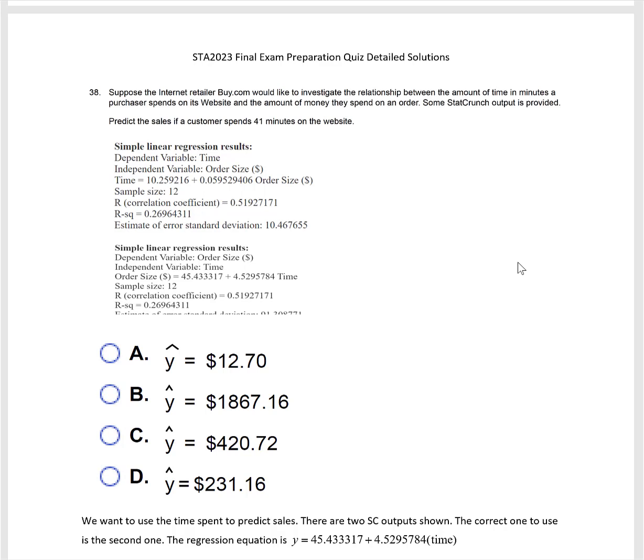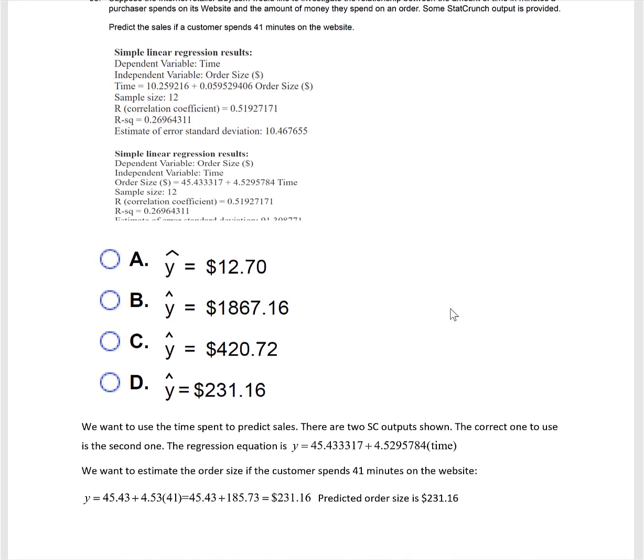So what you need to figure out is which is the right output to use. We're trying to predict the order size based on the time spent online, and that's going to be the second set of output right here. So you're going to use that equation here, I've written it down here, and we're going to substitute in for time 41 minutes. When I do that, I come out with a predicted order size of $231.16, which is answer D.